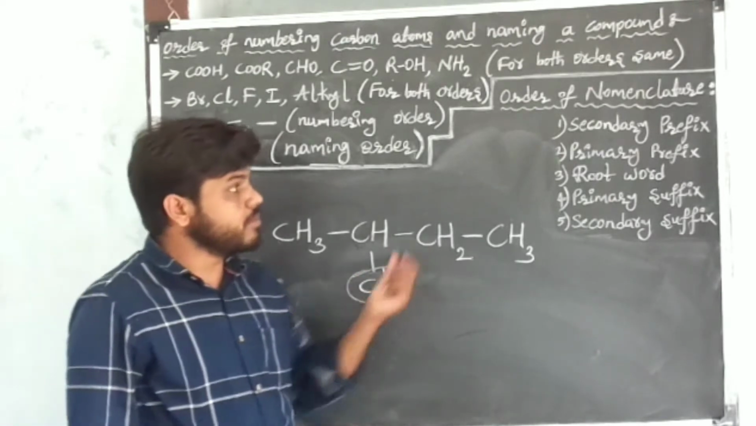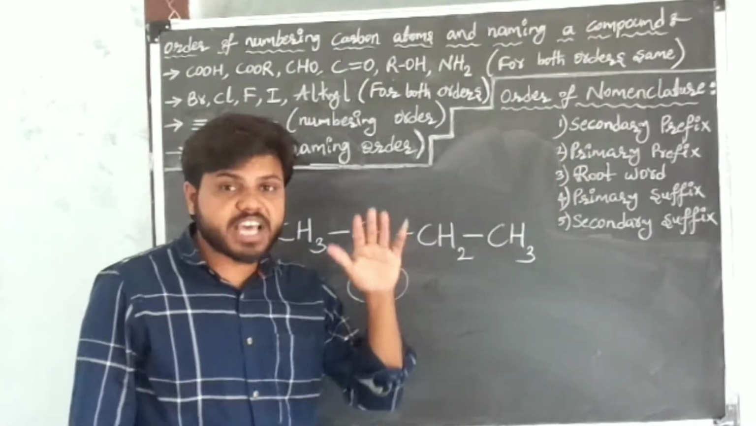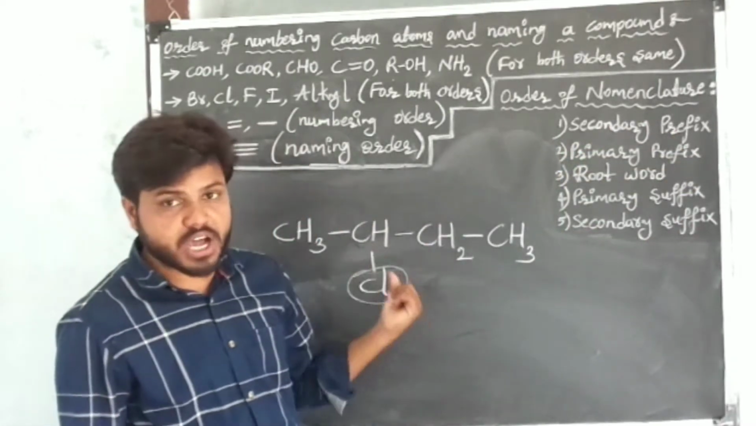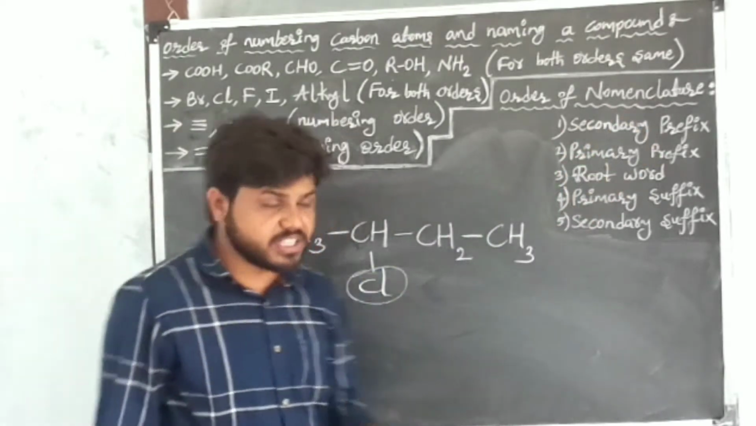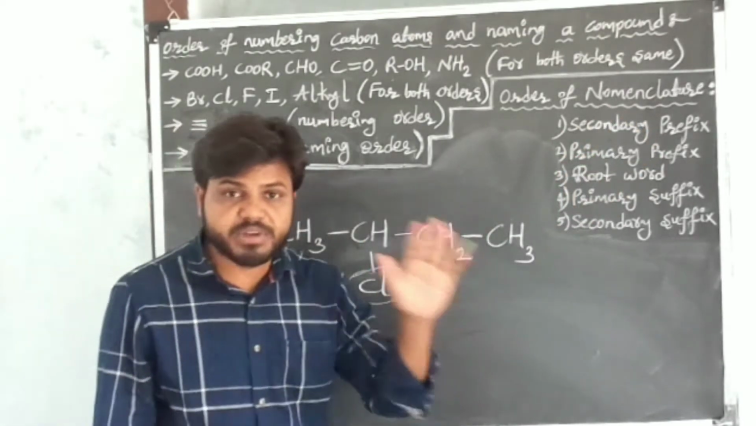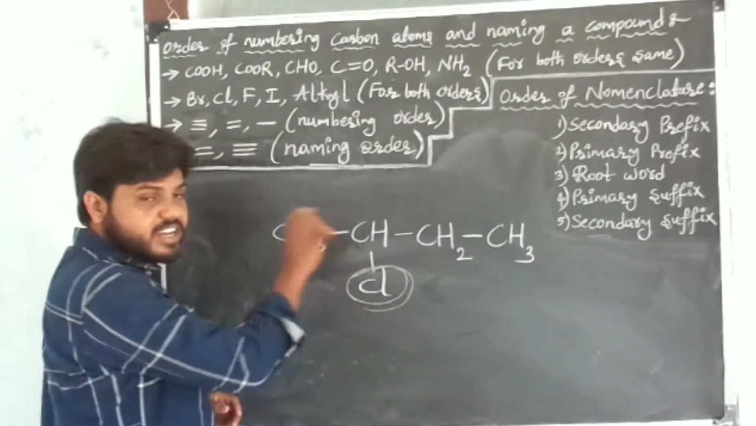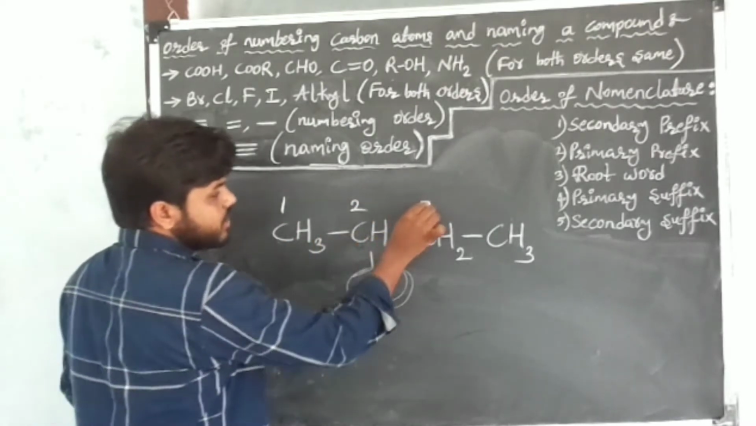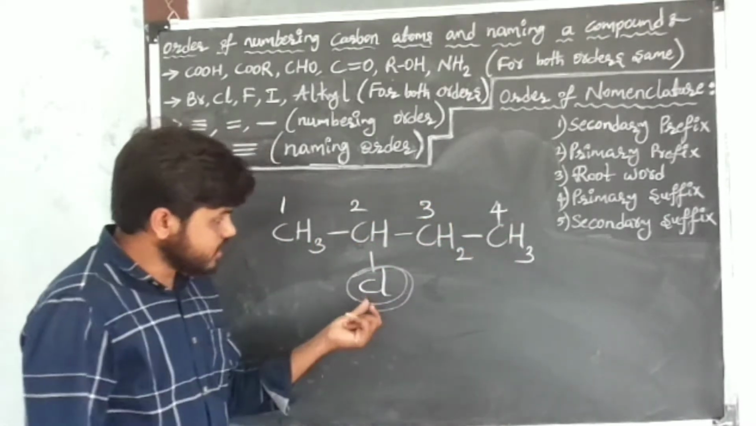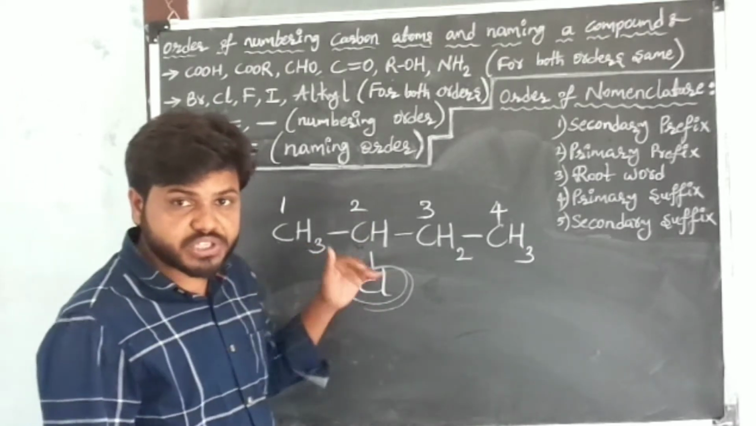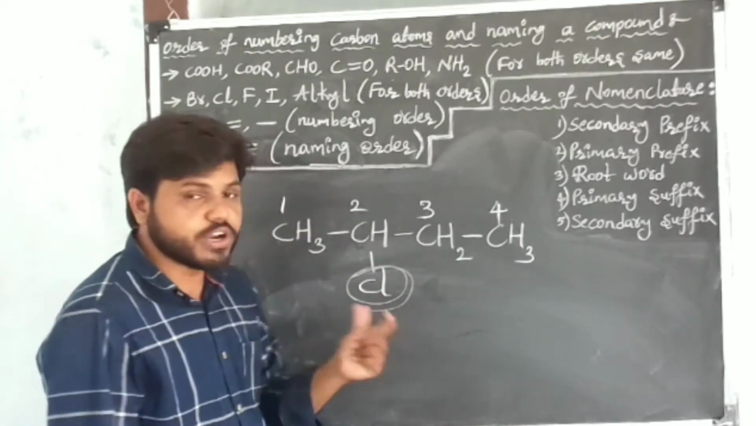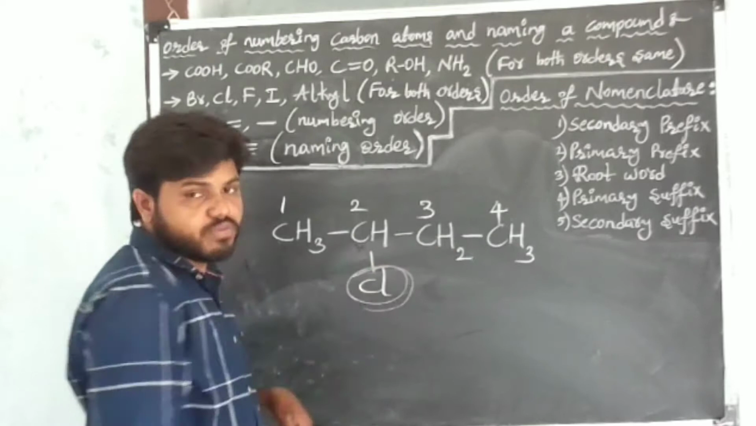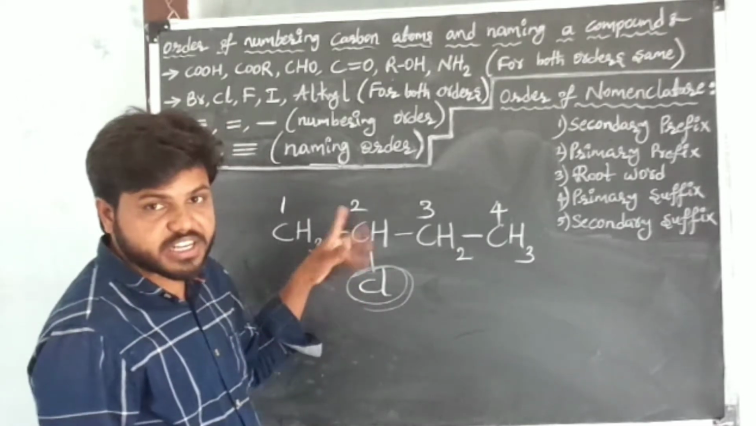Chlorine is a halogen, so it belongs to the second prefix. Give the numbers to each carbon atom in such a way that this chlorine gets the least number. That's why I am starting from the left side. This is the first carbon, second carbon, third carbon, fourth carbon. See, chlorine is getting the least number, that is second.